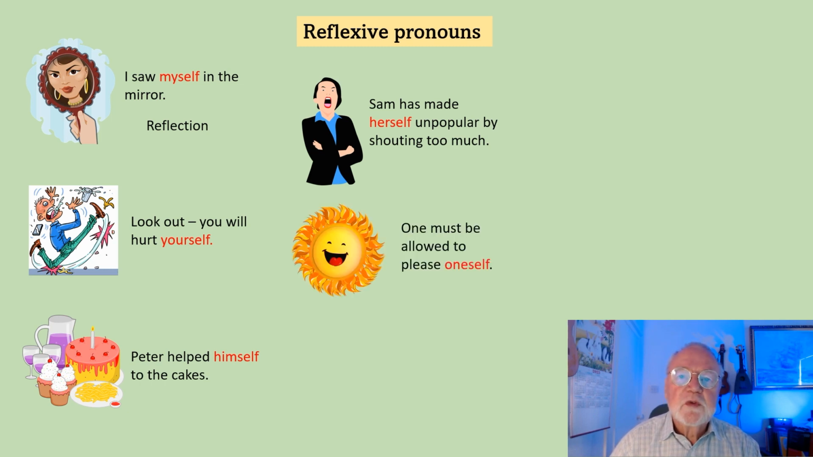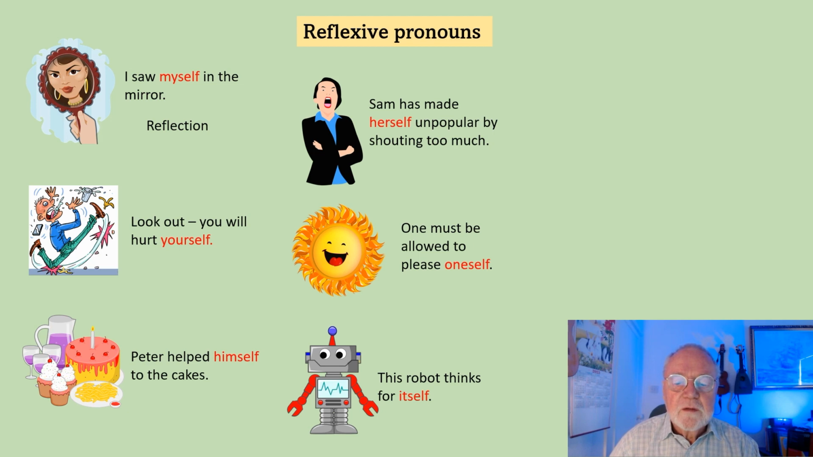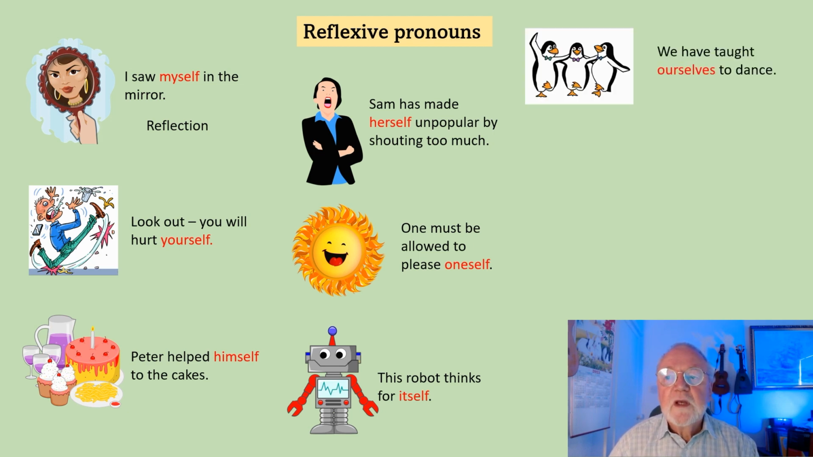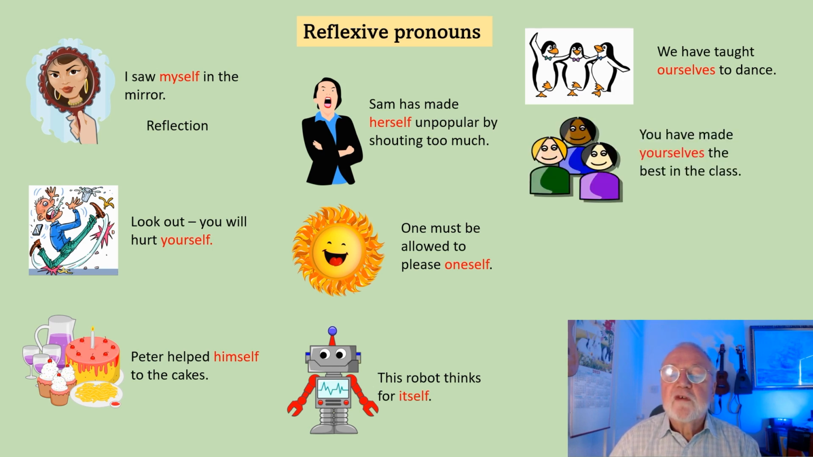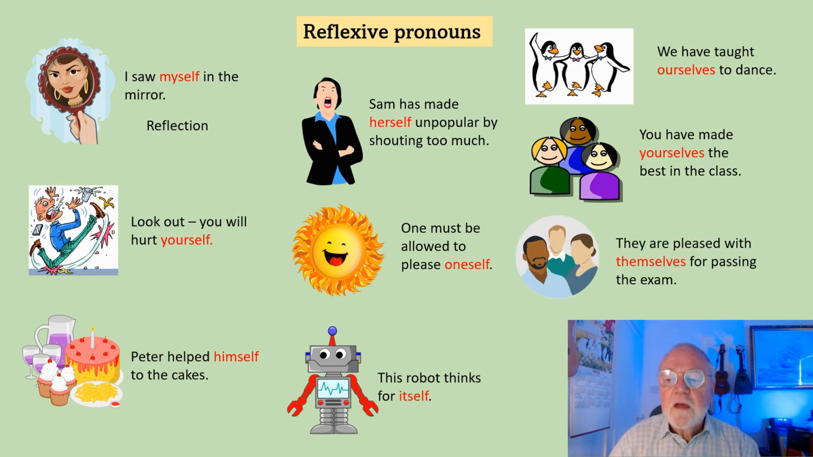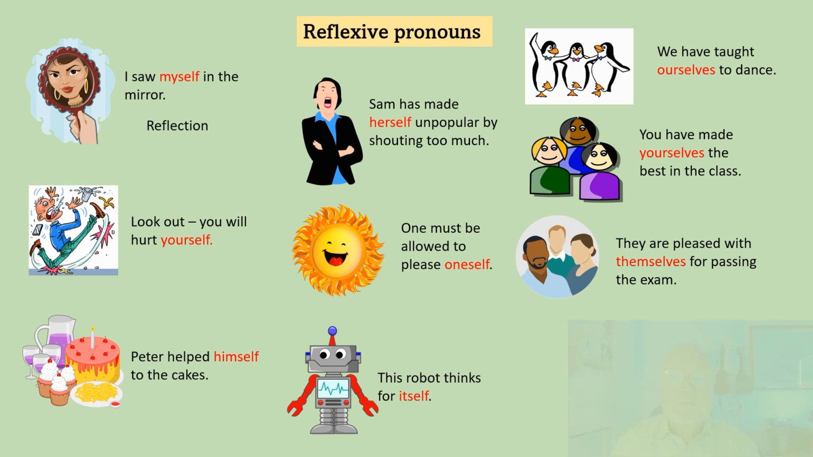One must be allowed to please oneself. That's the impersonal use of oneself. It does sound rather pompous, and you won't hear it much in modern English, but some people still do say it. This robot thinks for itself. We have taught ourselves to dance. You have made yourselves the best in the class. They are pleased with themselves for passing the exam.